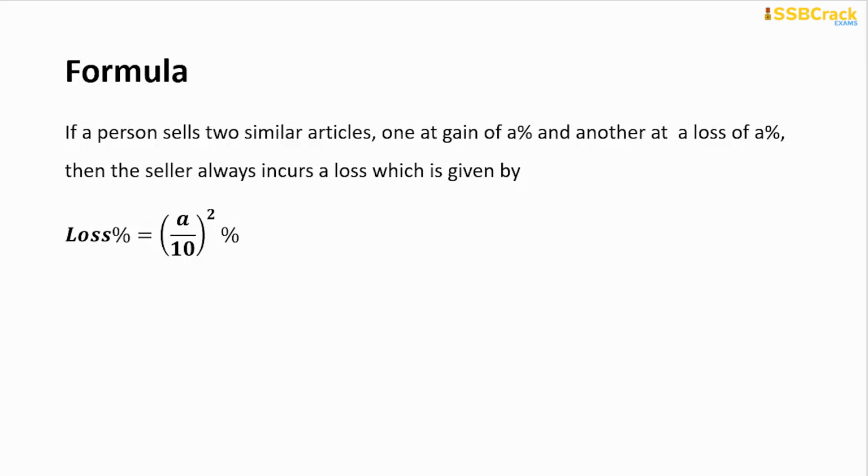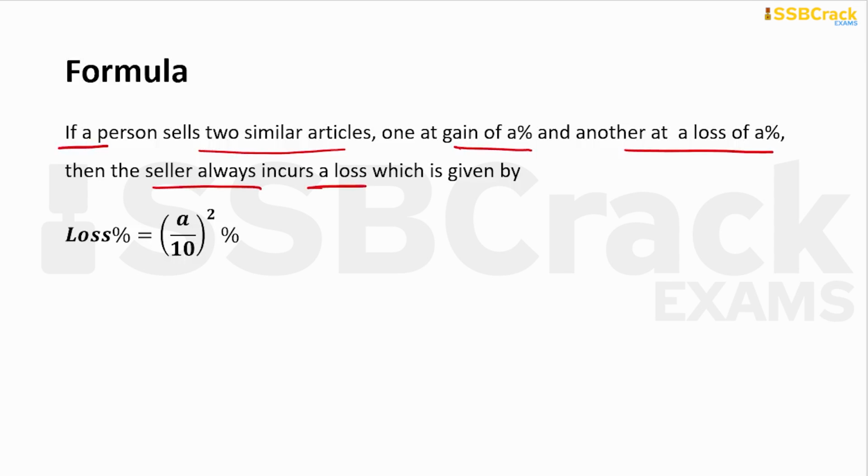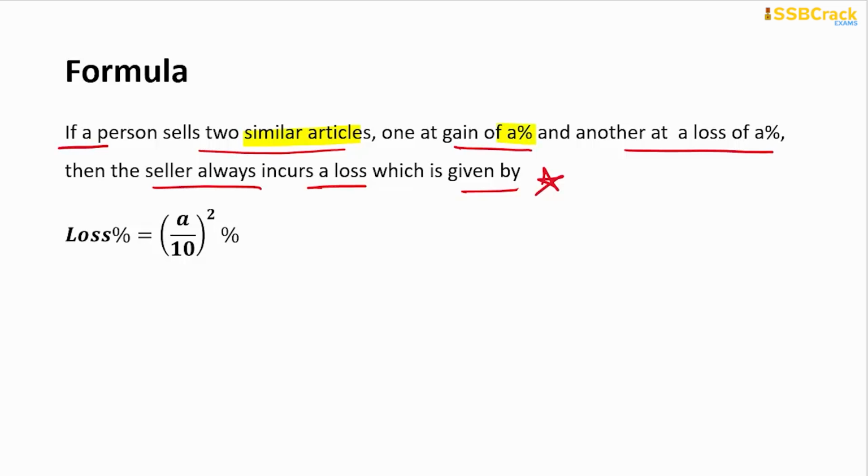Let's begin with the formula. If a person sells two similar articles, one at a gain of A% and another at a loss of A%, then the seller always incurs a loss, which is given by... Understand the criteria of the formula: when a person sells two similar items, one he is selling for a gain of A% and another he is selling for a loss of A%. So it is always true that the person is going to get a loss only, and the loss we can directly calculate with this formula, where you use only the value of that A, which is the same for gain percent and loss percent.